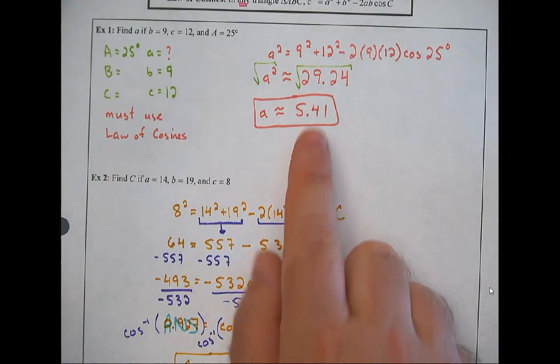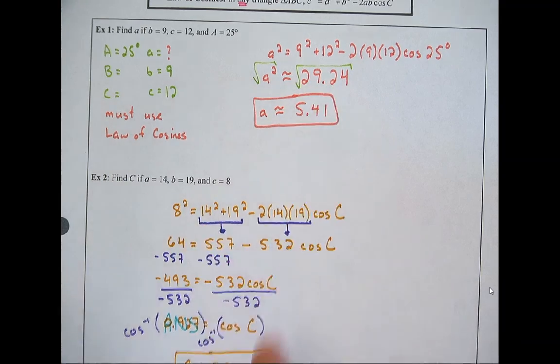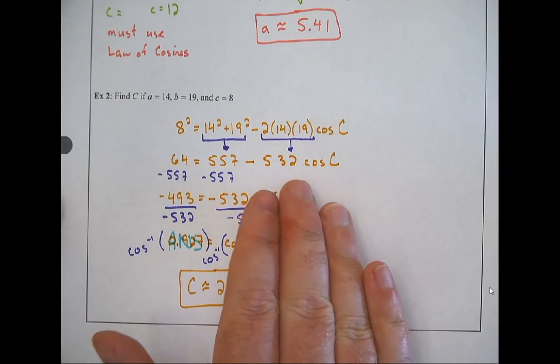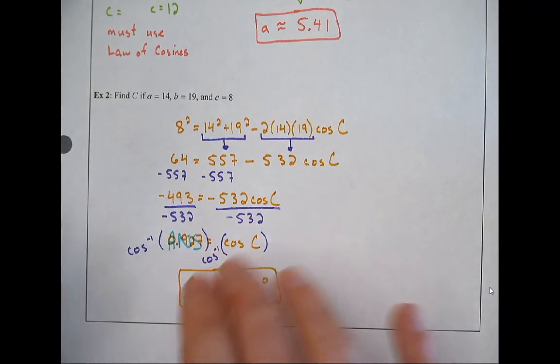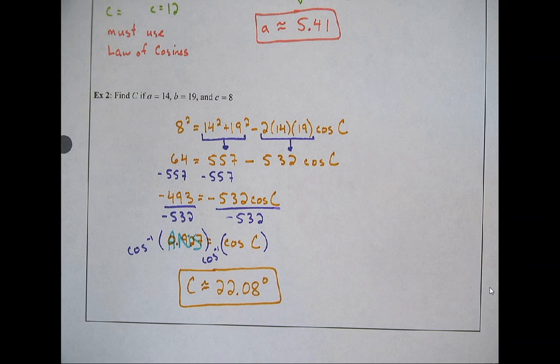So law of cosines, a couple things you got to be careful of. Don't forget you got a square root. And then don't forget that you've got to solve for the angle. You got to peel things away. You can't just type it all into your calculator at one time.